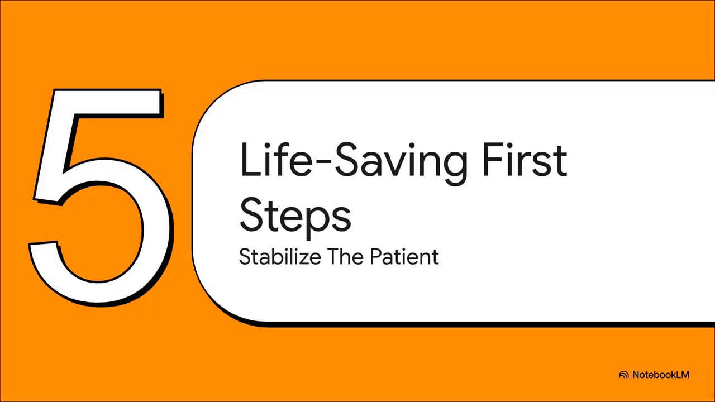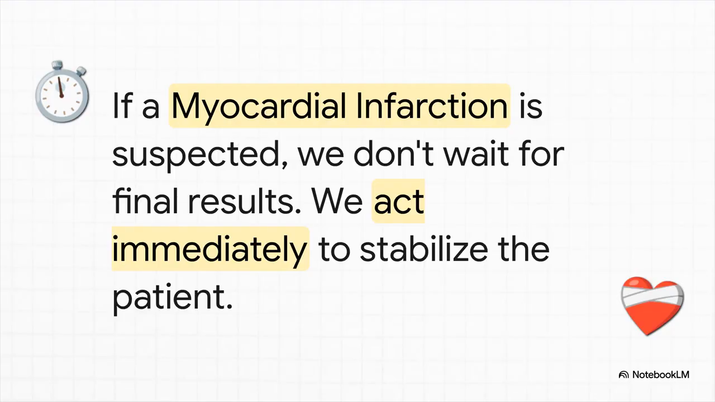Now here's something really important to understand. We don't always wait for all the test results to come back before we start treating. If our suspicion is high enough based on the story and what we're seeing right now, we have to act. We start treatment to stabilize the patient while we're still figuring things out. So let's go back to our 60-year-old guy. Let's say his story, his risk factors, and that initial ECG are all screaming heart attack. We are not going to sit around and wait for that troponin result to pop up on the computer. We are going to act right now.